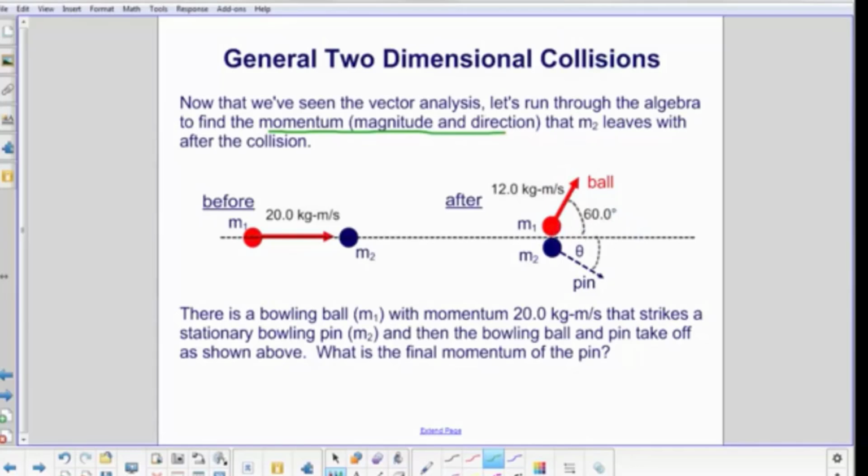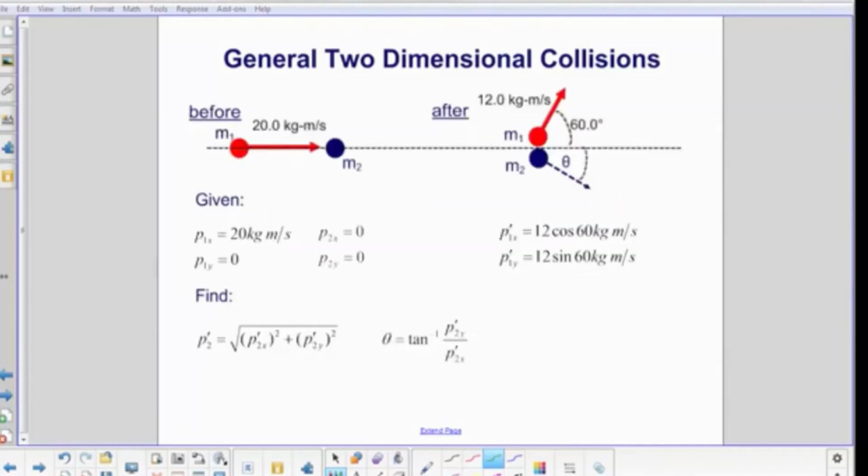The nice thing here is we don't have to worry about the masses because we're just calculating momentum, and the problem is to find the final momentum of the pin. An excellent way to start any physics problem is with a nice sketch, which we have, and then list your givens.